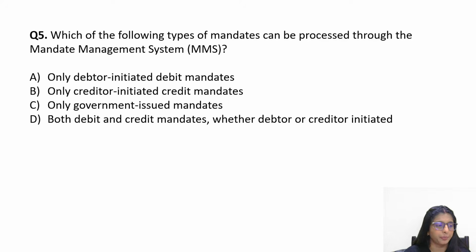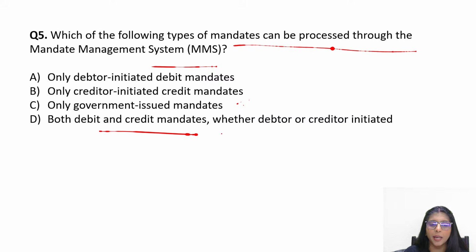Which of the following types of mandates can be processed through the mandate management system? One, debit initiated debit mandates? No. Only credit initiated credit mandates? No. Only government issued mandates? No. Both debit and credit mandates, whether debtor or creditor initiated. It's correct. Option D is the right answer.